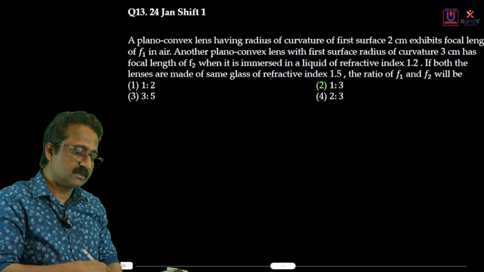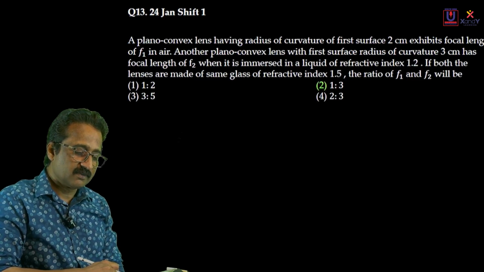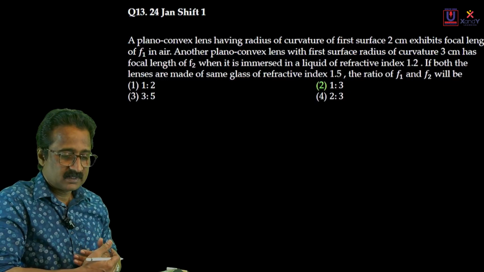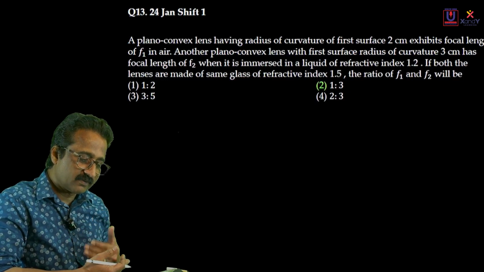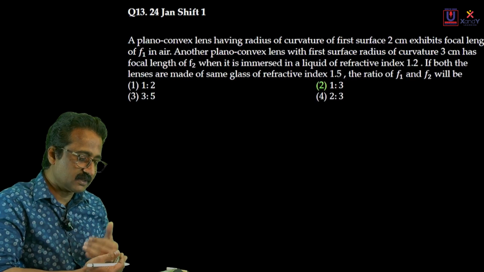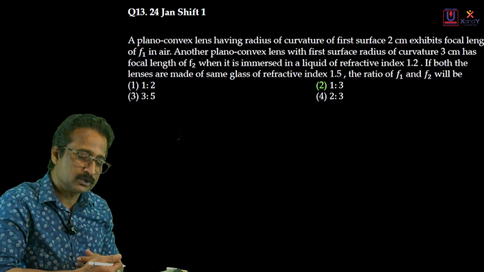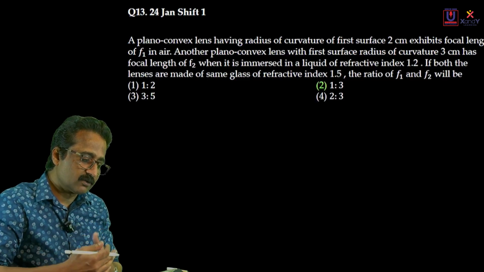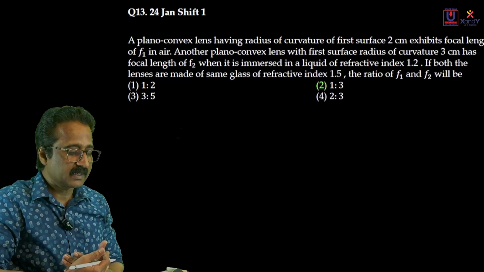Okay, question number 13. A plano convex lens having radius of curvature of first surface 2 cm exhibits a focal length of f1 in air. Another plano convex lens with the radius of curvature 3 cm has a focal length of f2 in a liquid of refractive index 1.2. Now both lenses are made of same glass of refractive index 1.5. Then what's the ratio f1 by f2?